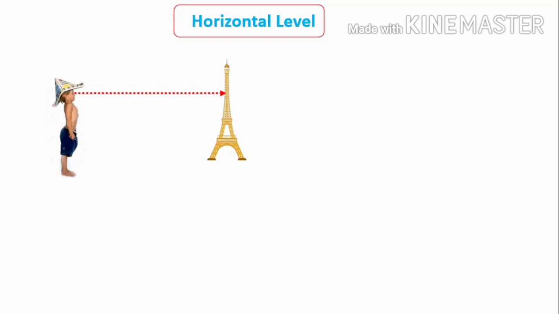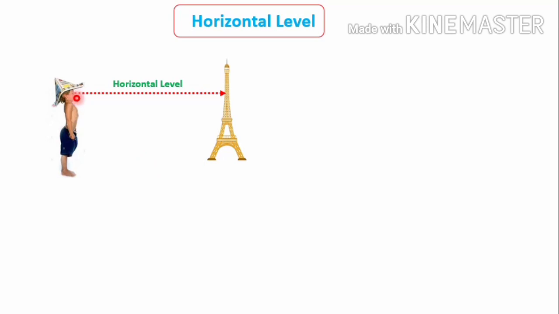Before solving the problems, let's discuss few important terms. The first one is horizontal level. A boy who is standing on the ground looking at some point on the tower. The line which connects his eyes and the point on the tower he observes is called the horizontal level. Remember, the horizontal level is always parallel to the ground.